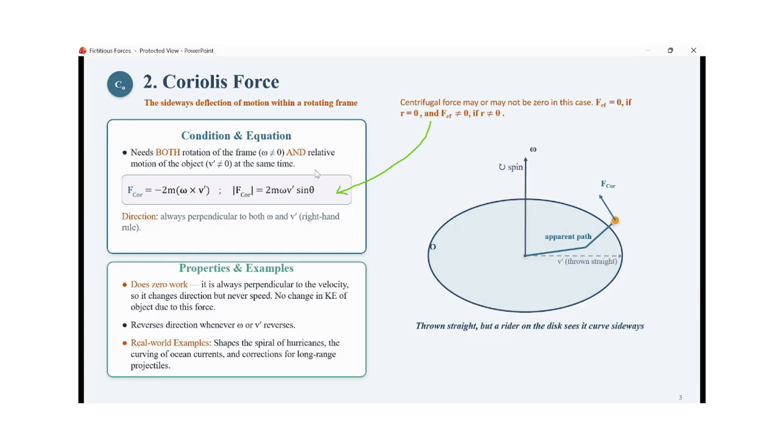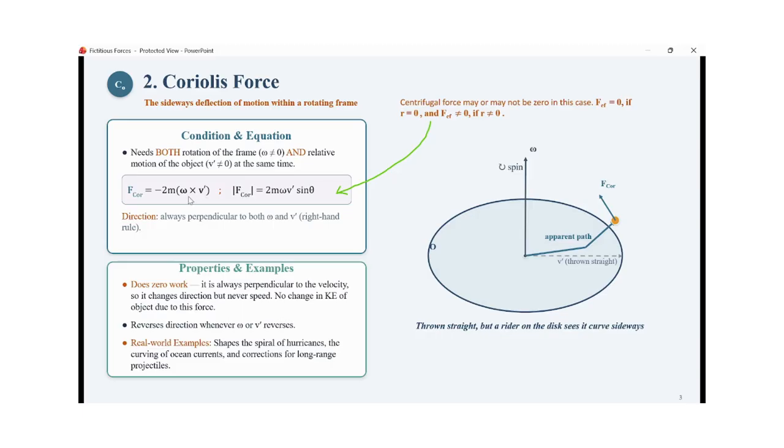So centrifugal force may or may not be 0 in this case, but for the Coriolis force to be 0, we can see that if omega dash is 0, then Coriolis force will become 0. If the frame is non-rotating, that is omega is 0, then also the Coriolis force on the object will become 0. Now its direction is given by this omega cross v dash.